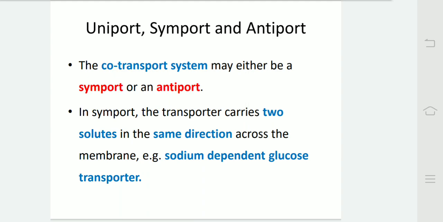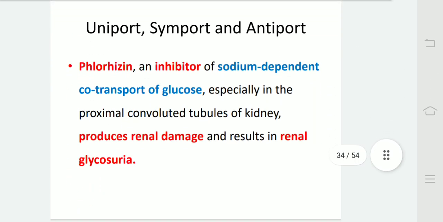In symport, the transporter carries two solutes in the same direction across the membrane. Example, sodium dependent glucose transporter. Phlorizin is an inhibitor of sodium dependent cotransport of glucose, especially in the proximal convoluted tubules of the kidney, and produces renal damage and results in renal glycosuria. Amino acid transport is another example of symport.